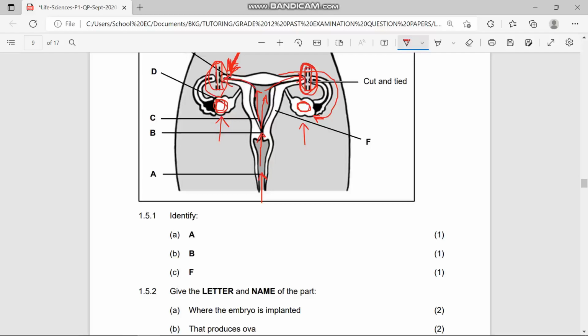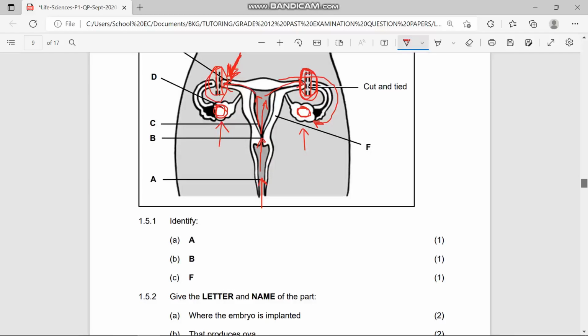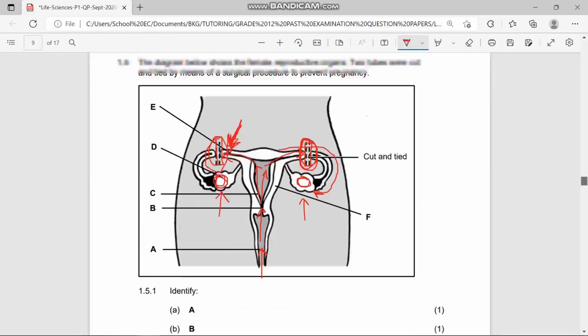That's how it goes. That's the end of our revision for life sciences, as we were focusing on the female reproductive organs. Okay, that's the end.